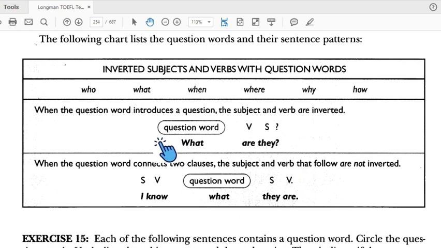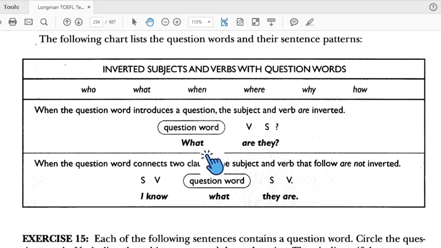Okay, first, subject and verb with question words: who, what, where, when, why, and how. When a question word introduces a question, the subject and the verb are inverted. Okay, if it is a question, we invert it.